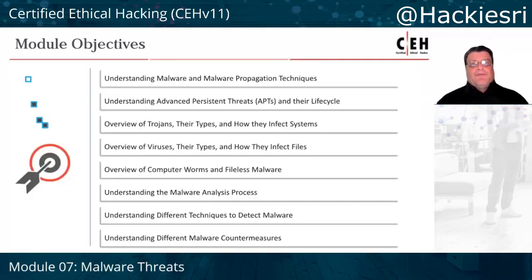Our module objectives for Module 7 include understanding malware and malware propagation techniques, understanding advanced persistent threats and their lifecycle, overview of Trojans, their types and how they infect systems, overview of viruses, their types and how they infect files, overview of computer worms and fileless malware, understanding the malware analysis process, understanding the different techniques to detect malware, and finally, understanding different malware countermeasures. So let us get started.